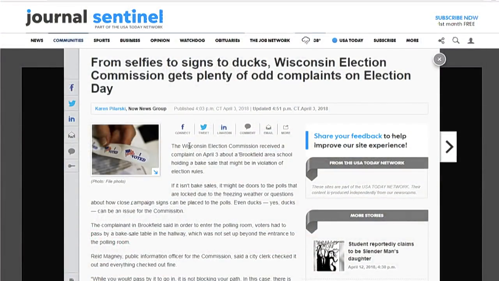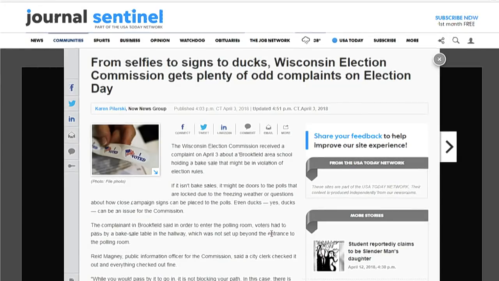All right. We have a couple of tips of the week. The first one, in keeping with our theme for today's show, we talked a bit about selfies at the polls already. But there's a great piece in the Journal Sentinel covering the state of Wisconsin about various things that have come up before the Wisconsin Election Commission that might be illegal or improper under Wisconsin's election laws.